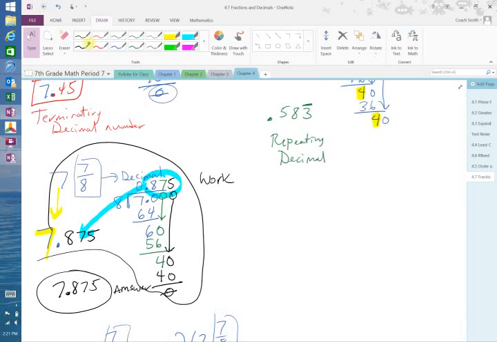Okay, let's look at a repeating decimal. Let's see here. Trying to find a specific type of one that I've done before.